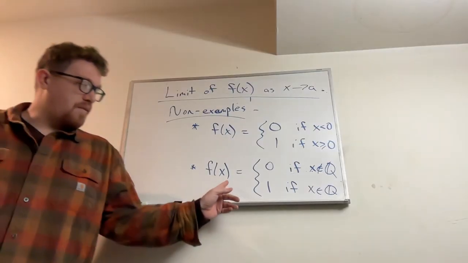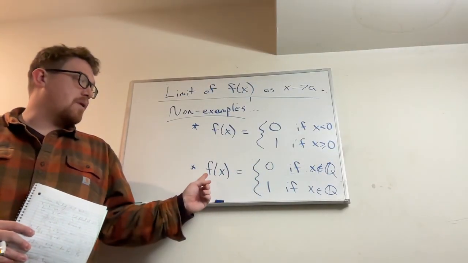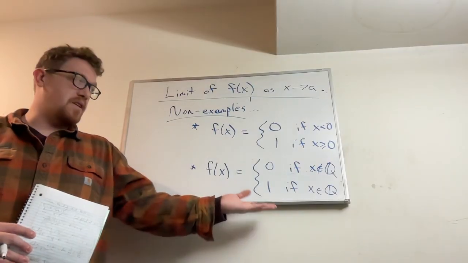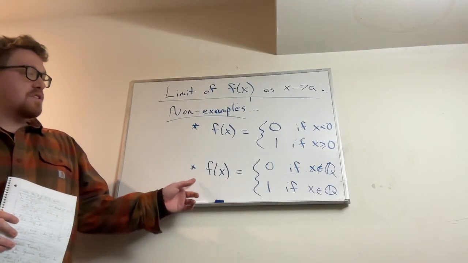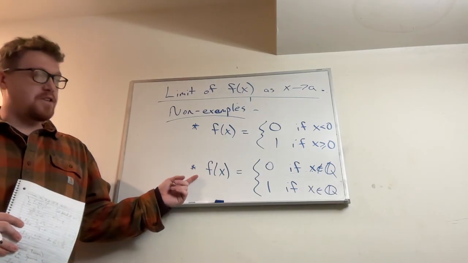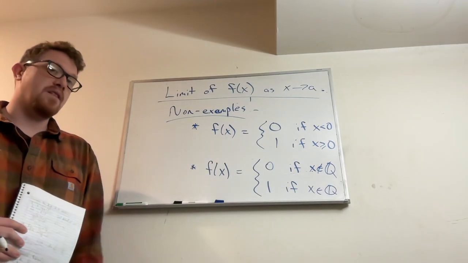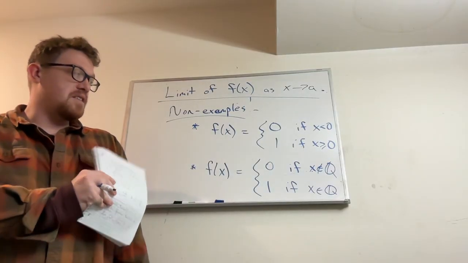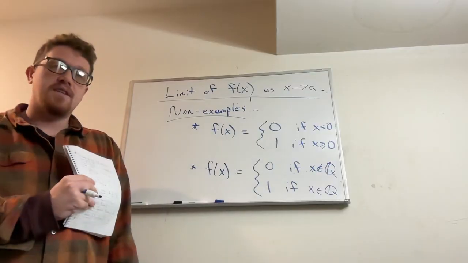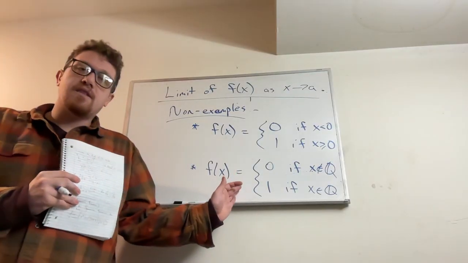Meaning that if I plug in f of pi, pi is not rational, so I would get 0. But if I plug in f of 1/2, that's a rational number, it's a fraction, therefore I would get 1. And this is called the indicator function for the rational numbers. It just spits out 1 or 0 based on whether the value is in the rational numbers or not. It indicates that it is a member if it's 1, and it indicates that it's not a member if it's 0. So both of these are discontinuous functions.